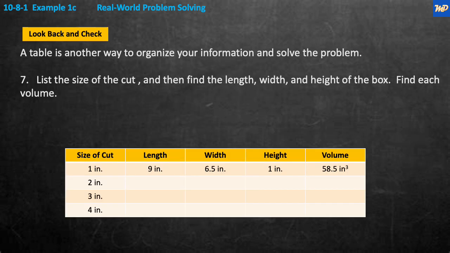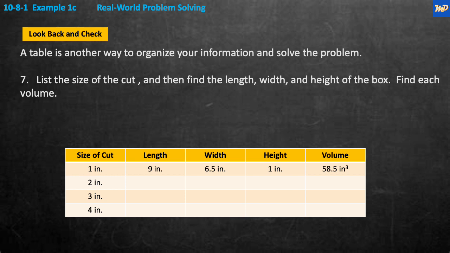Okay, example 1C, the real world problem. Look back and check. Now that we've thought about it and came up with our answers, we can look back and check. A good way to look back and check, or even to solve the problem to begin with, is to list the size of the cuts in a table and then find the length, width, and height of the box and find each volume.